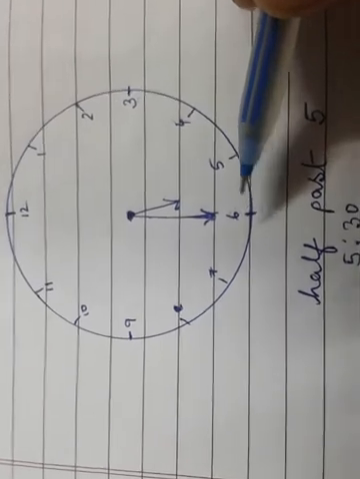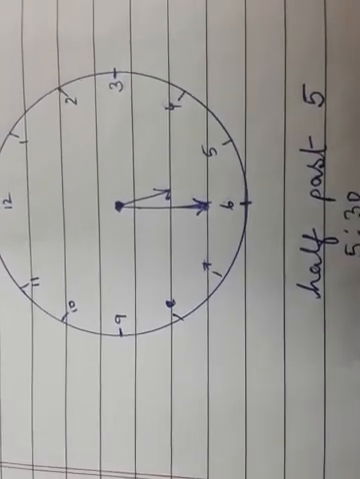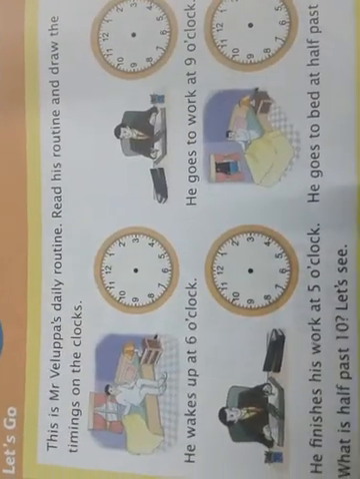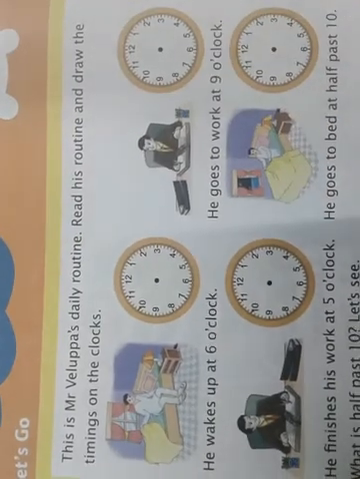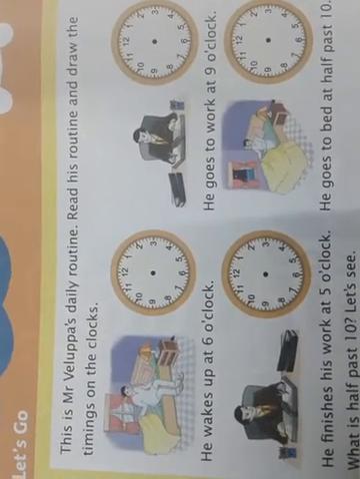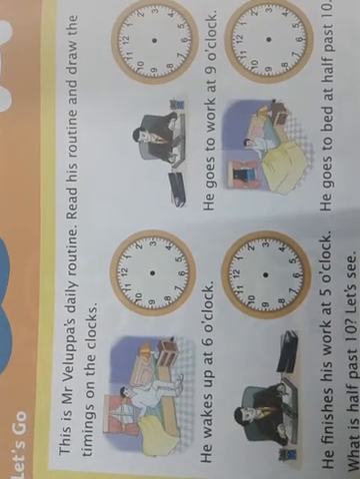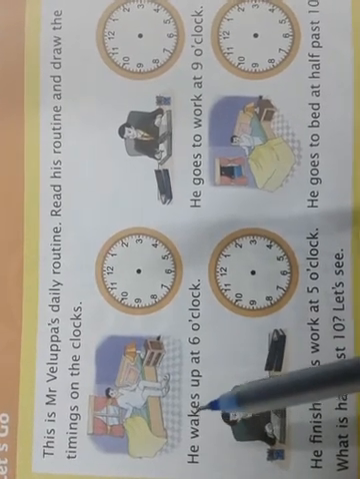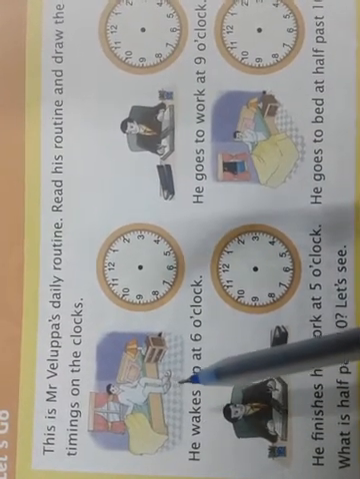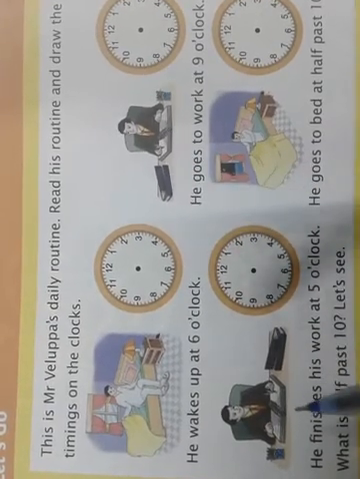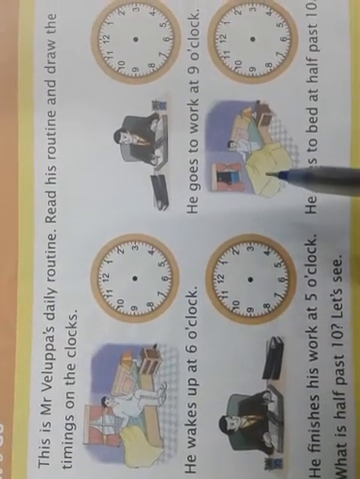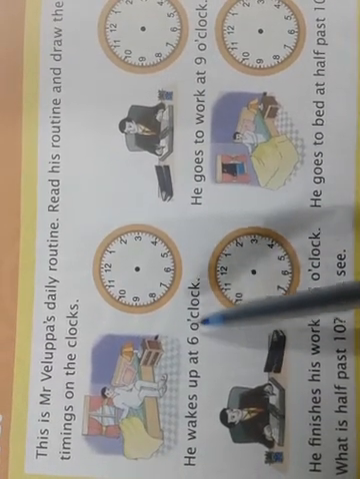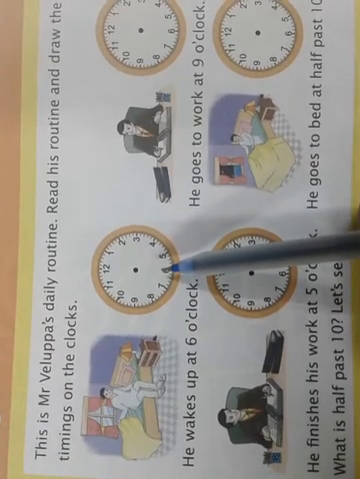Now after watching this video, you will do the Let's Go exercise in the book. This is the Let's Go exercise in the book. This is telling that this is Mr. Velupa's daily routine. Read his routine and draw the timings on the clock. Some pictures are given of Mr. Velupa waking up, working at office, finishing his work at office, and going to bed at night again. The time is mentioned here, 6 o'clock. In this clock you have to draw the hands.